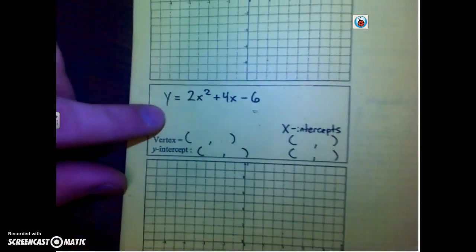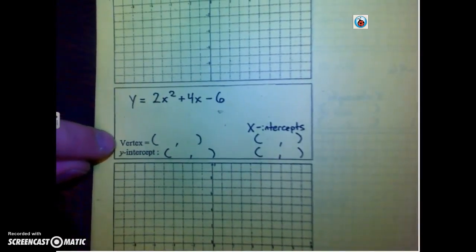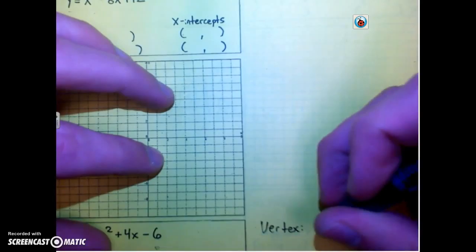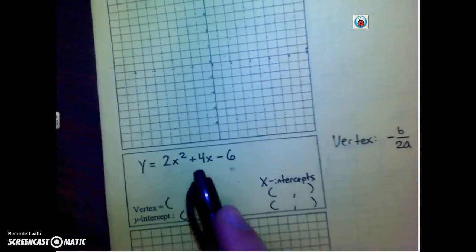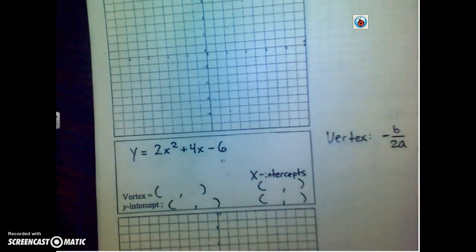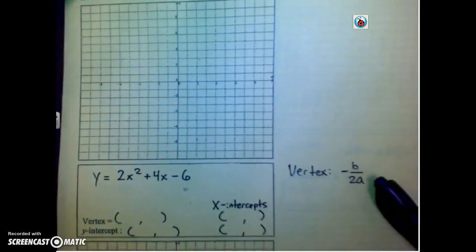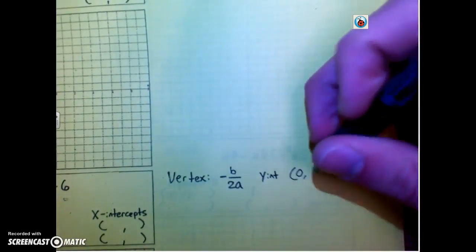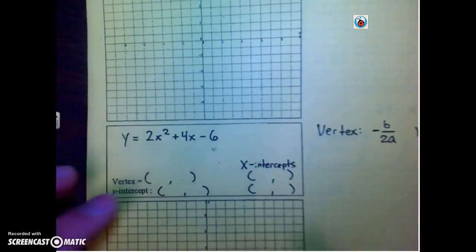But I'm going to come down here and take a look at this equation right here. So for our vertex, let's talk about that. We know that our vertex, an important piece of this page, is negative b divided by 2a. Now, something you may have noticed, this equation does have a greatest common factor in it, but we'll talk about how to address that in a second. So the vertex is always negative b over 2a. Our y-intercept is always 0, comma, and then our original c value. So our y-intercept for this one is going to be 0, comma, negative 6.